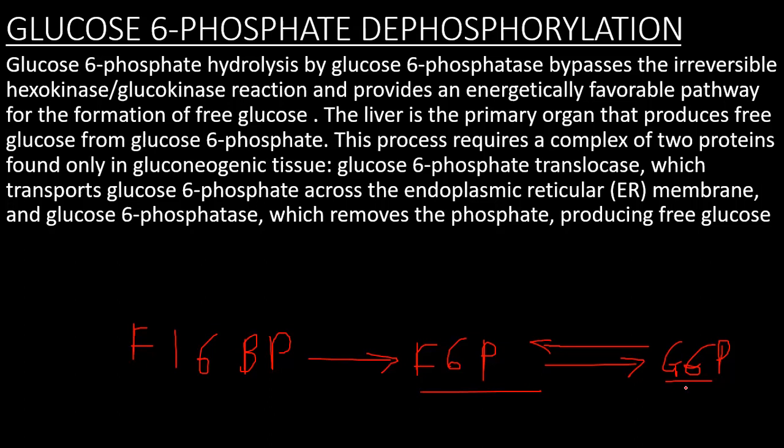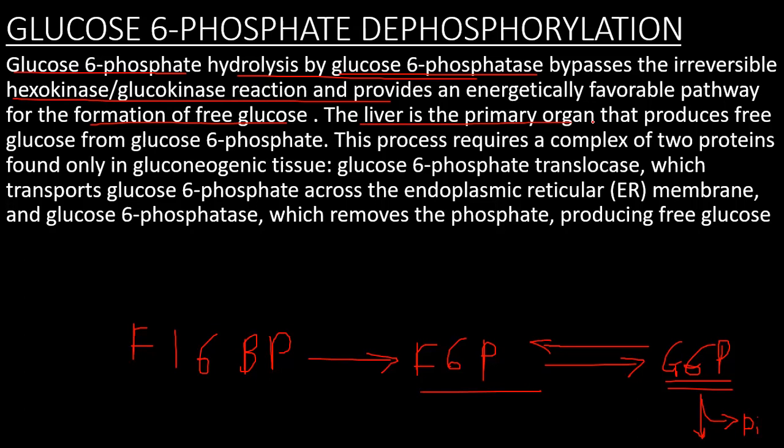Then we have now formed glucose 6-phosphate. We need to carry out dephosphorylation of this so as to get glucose. Okay, you need to remove the phosphate group at position number 6. Now glucose 6-phosphate is usually hydrolyzed by the glucose 6-phosphatase to bypass the irreversible hexokinase or glucokinase reaction and provides an energetically favorable pathway for the formation of free glucose.